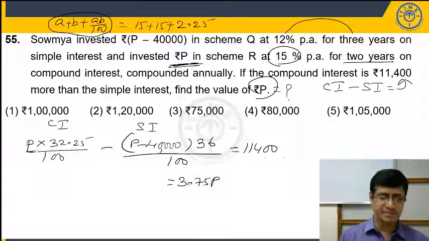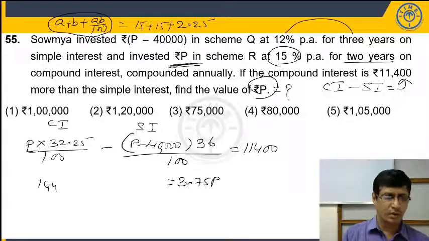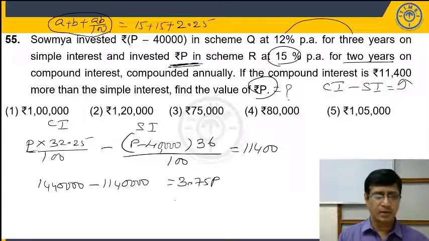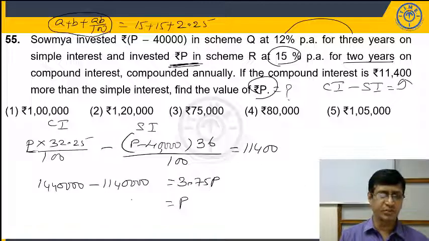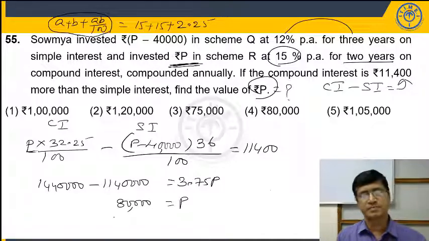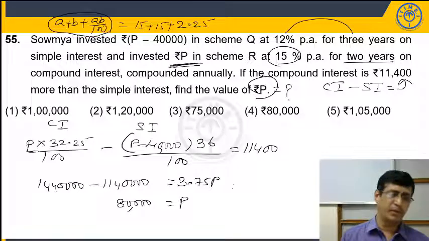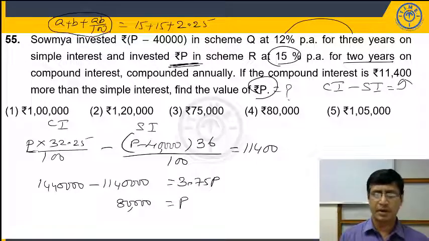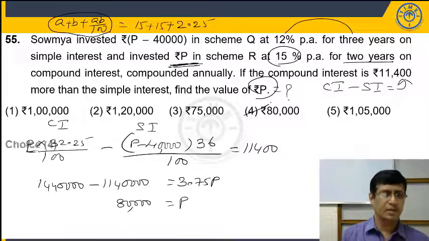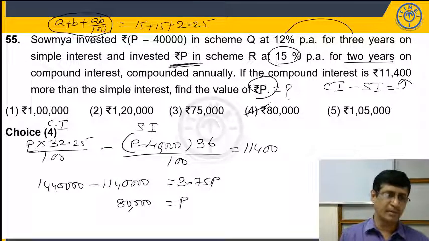So simplify this. So what is the result here? 144, how many zeros? 4 zeros. Minus 114, 4 zeros. Simplifying and solving this, you will get the value of P. It is 80,000. So subtract the value and simplify with 3.75. So the right choice is option number 4. Choice 4 is the answer for this example.